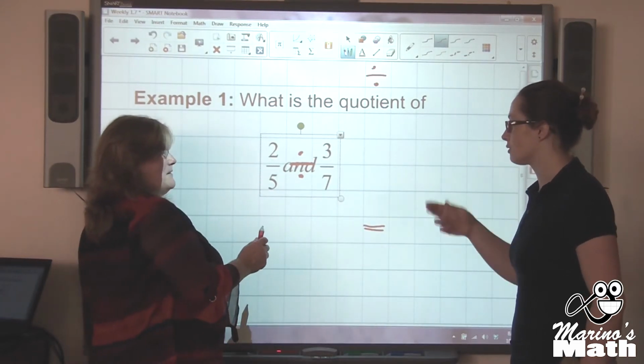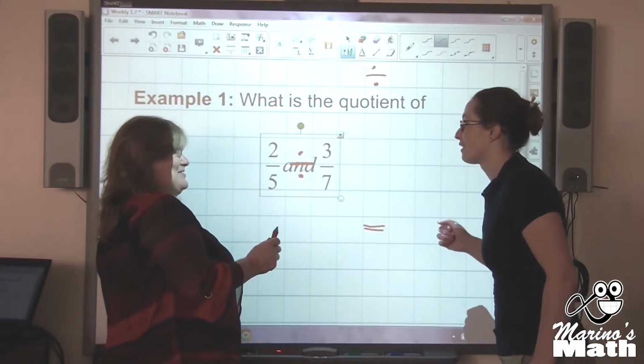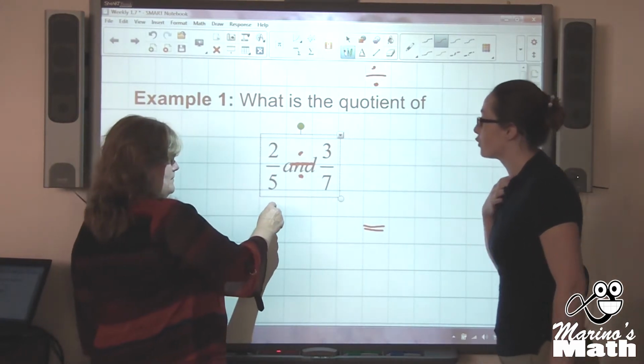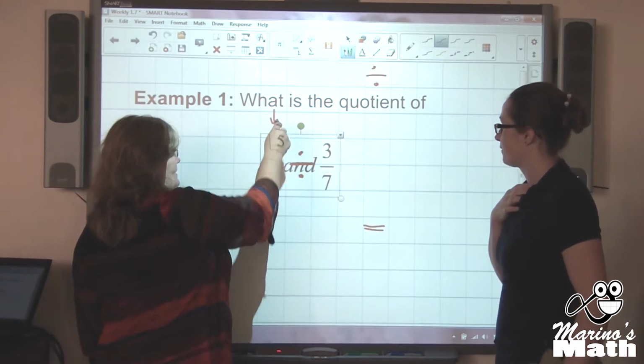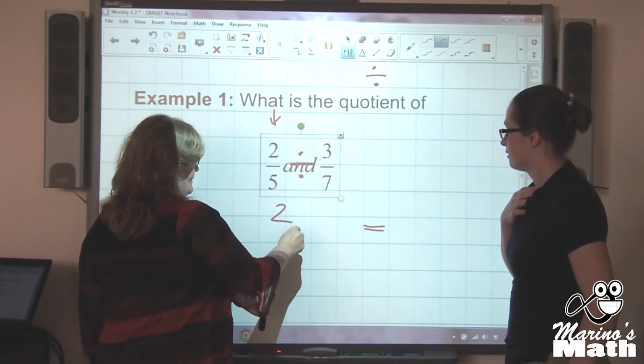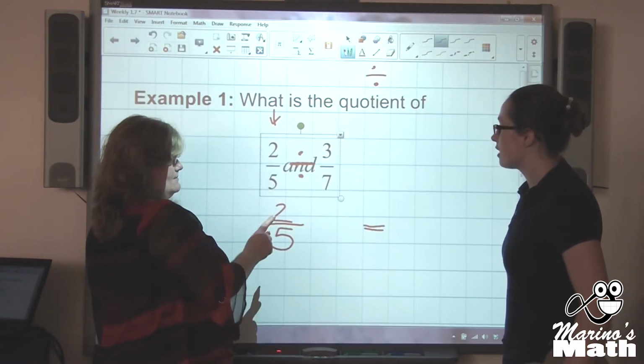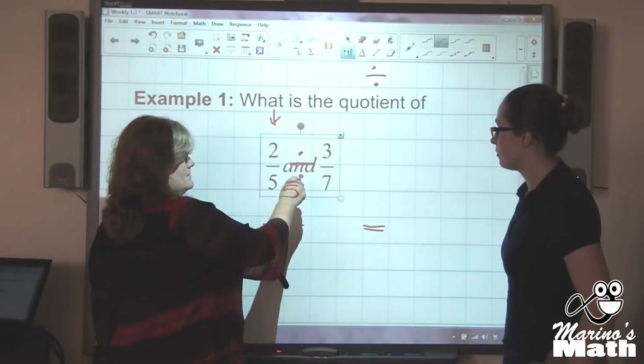Do you remember all those little synonyms that people use? I was hoping you were going to remember. All right, I will remember that. Keep means that you keep your first fraction. So this is the keeper. I'm going to rewrite it down here: 2/5. Change means you change your division sign to a multiplication sign.